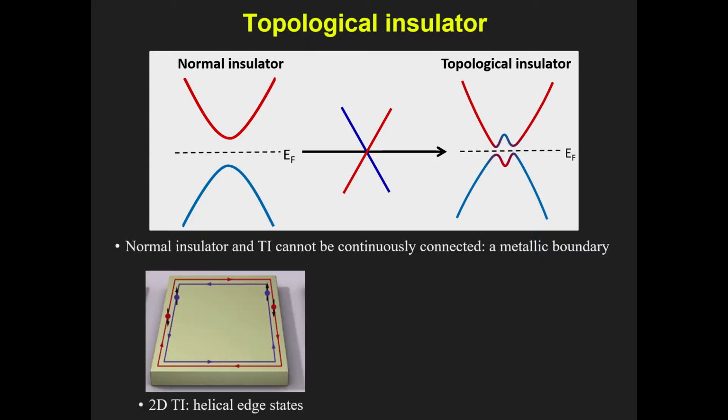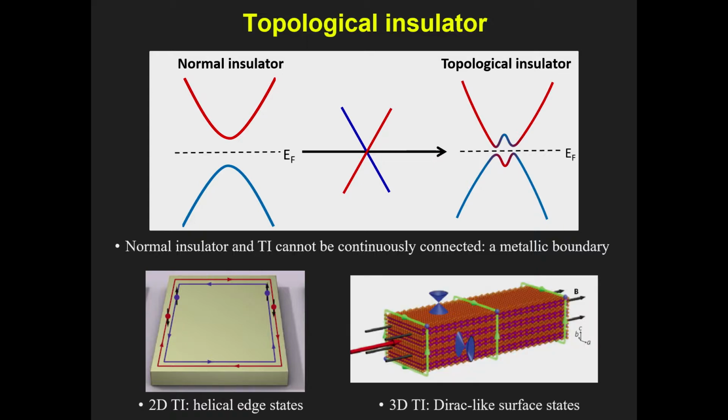For 2D topological insulators, it means there will be a helical edge state around the sample edge, where you can see the quantum spin Hall effect. And for 3D topological insulators, there will be this Dirac-like surface state surrounding the whole sample.